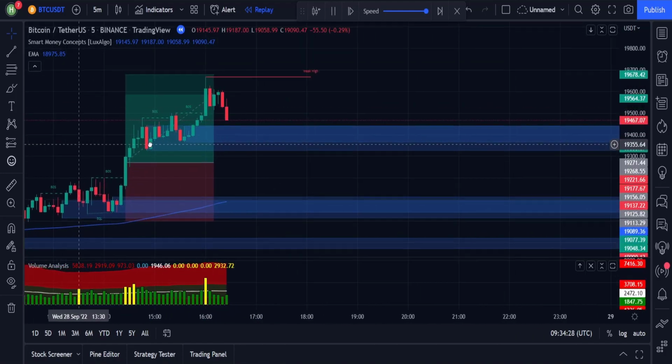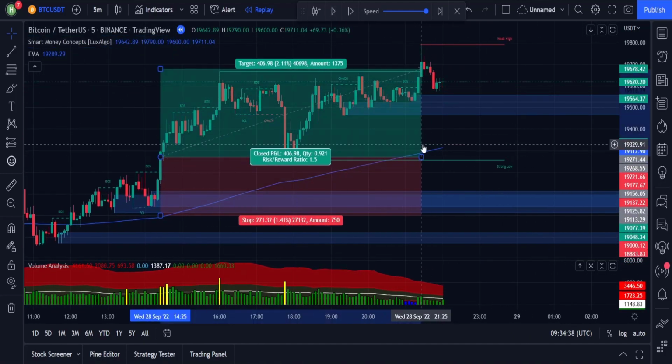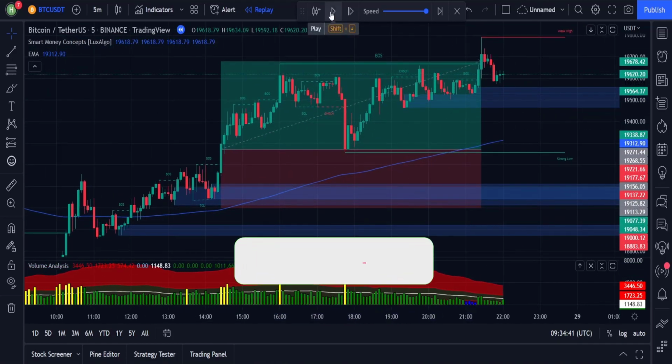Now, of course, no strategy will give you a 100% profit rate, so make sure you test this strategy before using it. So that's it for this strategy.